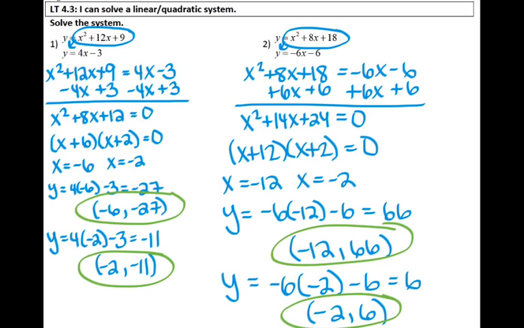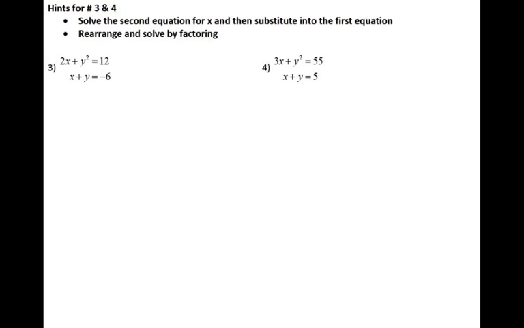So there are your two ordered pairs for number 2. Numbers 3 and 4, they are linear quadratic systems, but they are structured differently. So I tried to give you some hints so you can still work with it. So the first hint is to solve the second equation for x and then substitute it into the first equation.